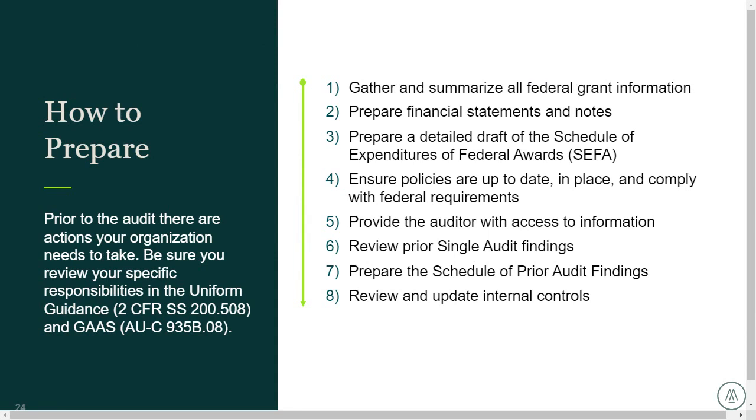So I think this is a really good list of how you can be prepared for your audit. So firstly, gather and summarize all your federal grant information. So this is going to include things like grant awards, your assistance listing numbers or CFDA numbers. You might hear me use that term interchangeably during this. It was CFDA for quite a long time, and now it's an ALN number. The total receipts and expenditures of your awards, and then any of the pass-through entity name or grantor information if that's applicable to you.